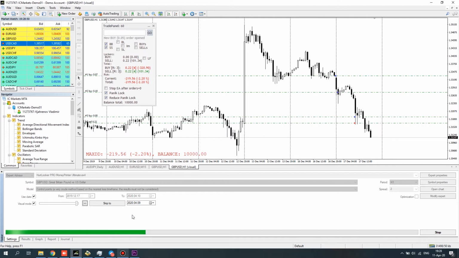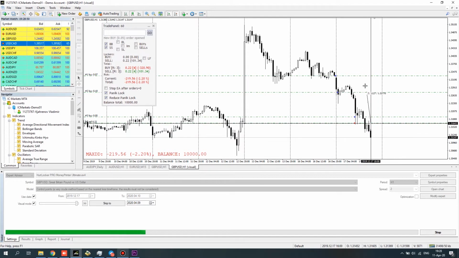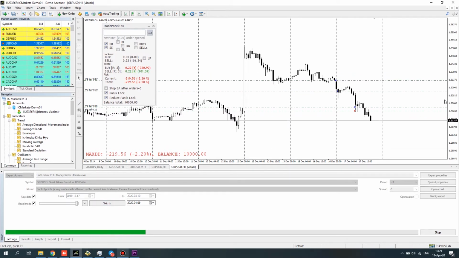Also, I can tick the checkbox later in case price moves further from extreme positions. The expert advisor will close a much larger volume. If you remember, I showed a table of the relations of the reduced volume and the distance from the extreme position. So the expert advisor will reduce based on this logic. In other words, the further the price is from the extreme position, the larger volume will be reduced, and thus the smaller negative volume will remain in the market.